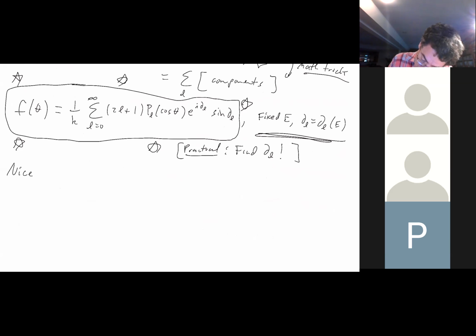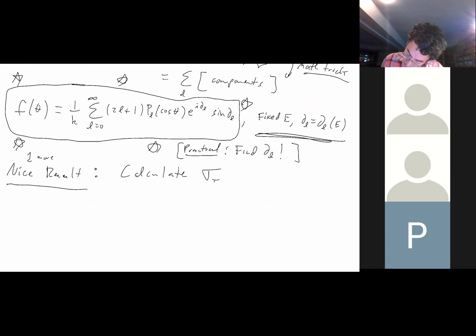There's one more nice result. There's actually two more, but I'm only going to emphasize one. One more very nice result is, if we calculate the total cross section, then something very cute happens. There's a very beautiful result that is a very famous result, and so we're going to derive that.